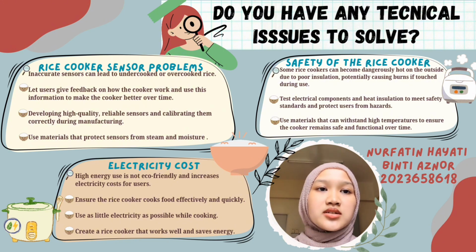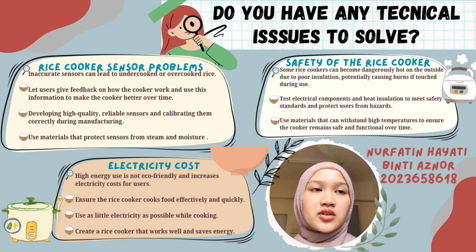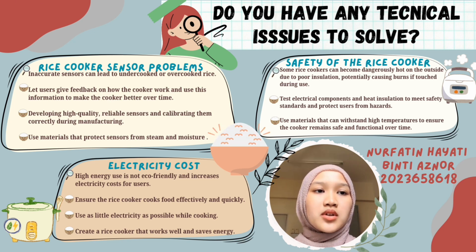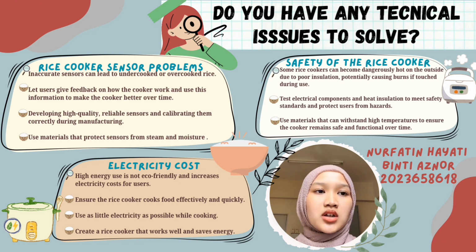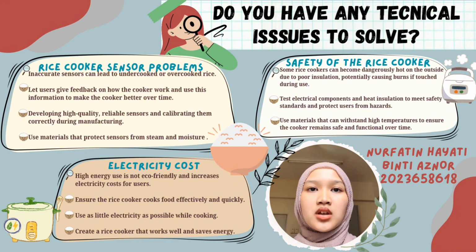And the second one is developing high quality, reliable sensors and calibrating them correctly during manufacturing. It may cost much, but it is an efficient alternative to get a better quality. The last one is to use material that protects the sensor from steam and moisture. It also may cost much, but if we look for further information, we may get a cheap one but good in quality. The second one is about the safety of the rice cooker.